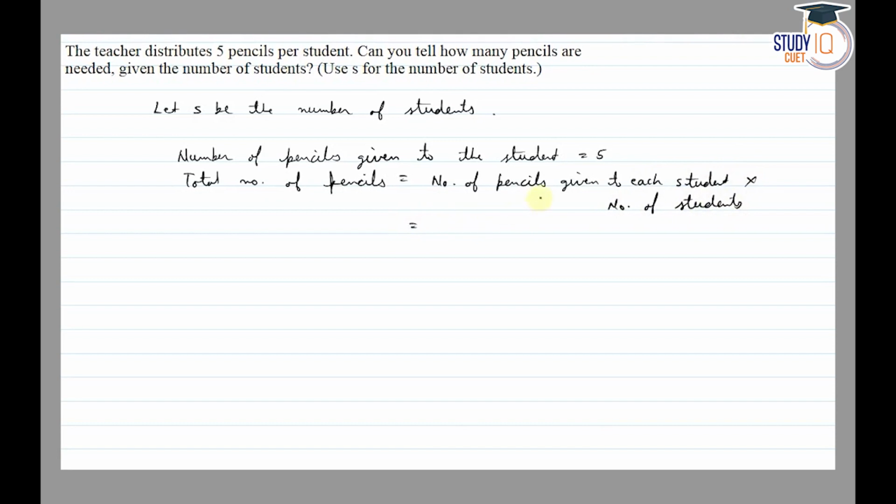So number of pencils given to each student, we are given, is 5, and number of students we had assumed as S. So we will get complete 5S. Thank you.